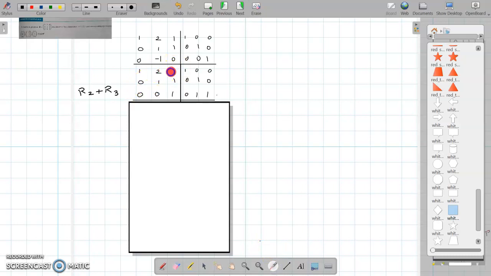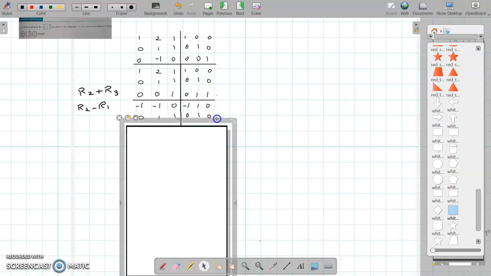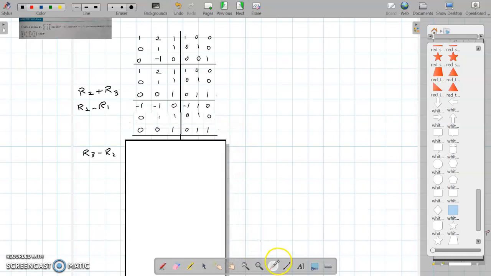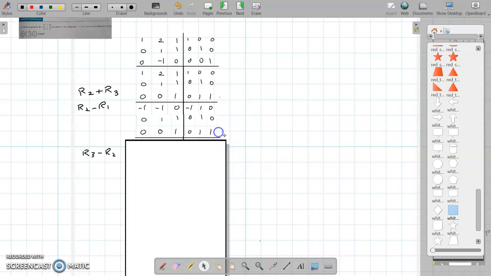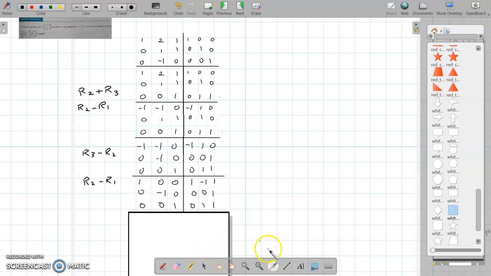So we've got these 3 zeros, now we need these 3 zeros. To make this a 0, we just need to subtract these 2. So we're going to do row 2 minus row 1. We want this 0 next, so we've got these 2 both 0. So we're going to do row 3 minus row 2. Next, we're going to do row 2 minus row 1, and then this will be a 0.